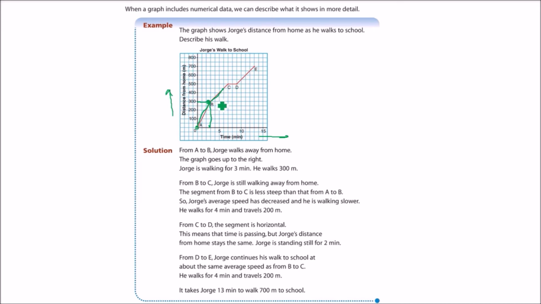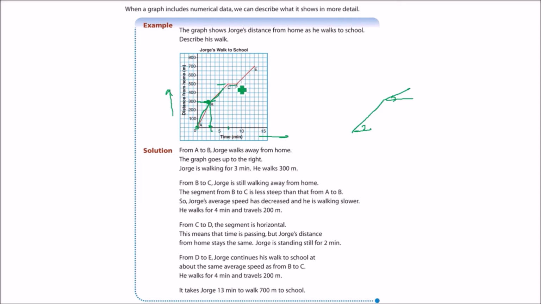The segment BC is less steep than that from A to B. So George's average speed has decreased, and he is walking slower. As you see, this is the angle, and now this is the angle. If you draw a line, the angles have changed. He is walking for 4 minutes and travels 200 meters. From 300 to 500 he goes, and the time is from here to here.